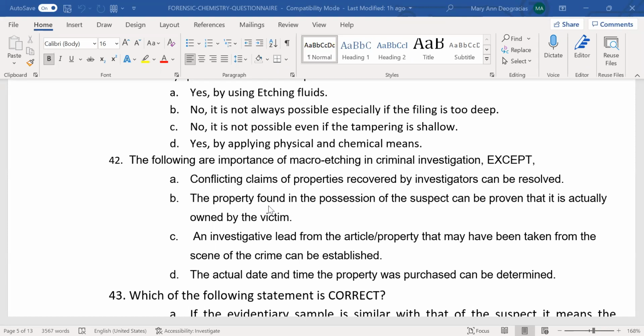Napaka common sense. Letter D, actual date and time the property was purchased cannot be determined using the micro-etching. Pwede siyang supporting document, pero wala doon sa tampered numbers yon, no? The date and the time the property was purchased cannot be determined from the tampered numbers. Alright? So, kasama sa sagot yung ABC.